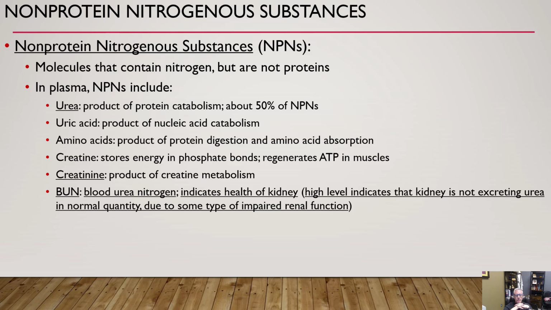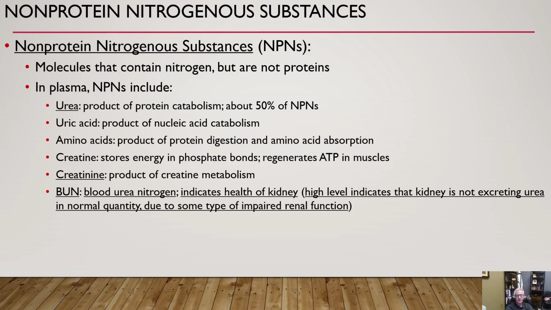Creatine is that stored energy in phosphates. Remember, we get that energy from phosphate. We break off that phosphate and transfer that other phosphate over to the ADP in skeletal muscles. We talked about that. Creatinine is a product of creatine metabolism. We also have this lab test called BUN. It stands for blood urea nitrogen. And that is a quick glance to indicate the healthiness of a kidney.